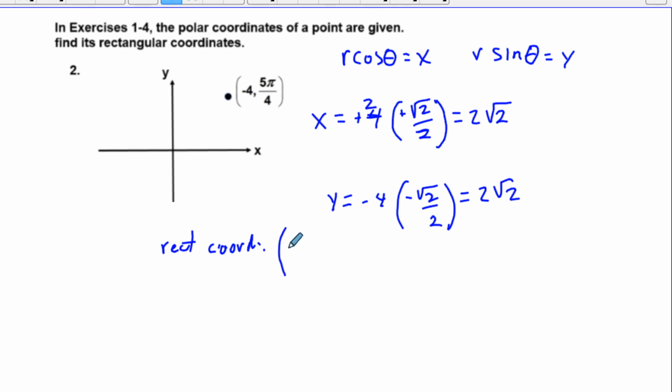Why is it square root of 2 over 2? Okay, that's an excellent question. Okay, no, I'm going to answer that question here. I appreciate you asking it.